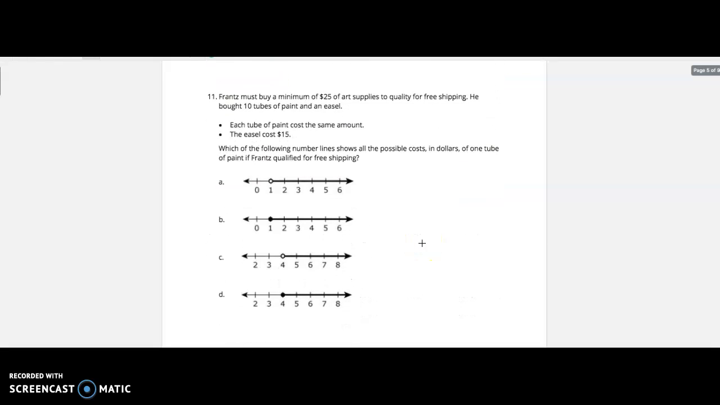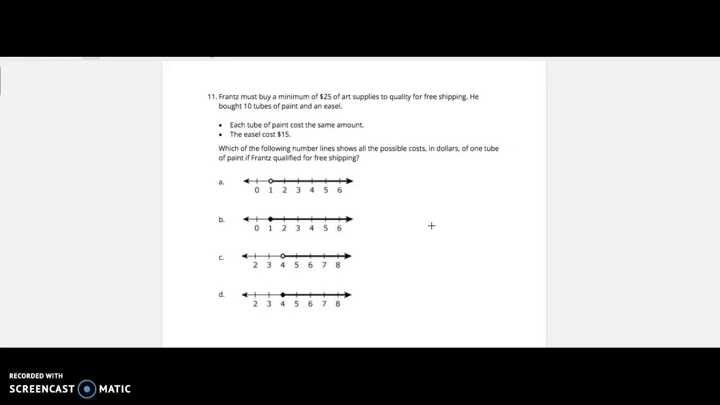Number 11. France must buy a minimum of $25 of art supplies to qualify for free shipping. He bought 10 tubes of paint and an easel. Each tube of paint cost the same amount. The easel cost 15. Which of the following number lines shows all the possible costs in dollars of one tube of paint if France qualified for free shipping? Okay, so he bought 10 tubes of paint and an easel.